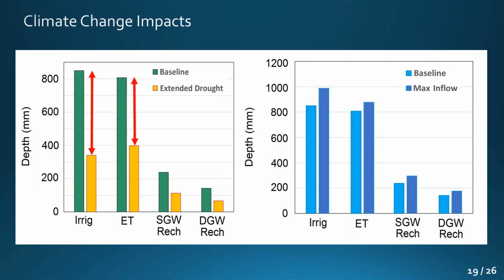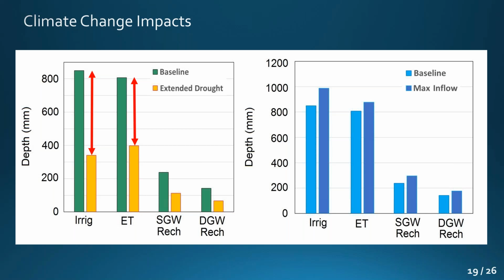Now, looking at the baseline compared to, so the green bars represent the baseline, and the yellow bars represent an extended drought as another projected climate scenario. Extended drought means take the 2012 drought of the region and repeat it over into the future. We see a sharp decline in irrigation, maybe more than 50%. Also associated with that, there's a 50% decline in ET, which means loss of agricultural crop in the region.